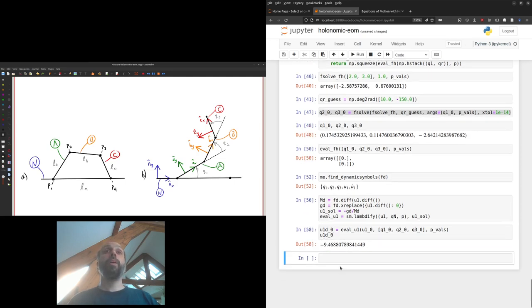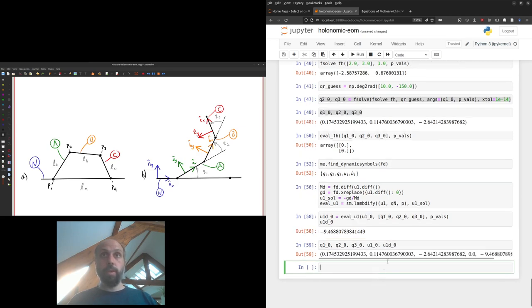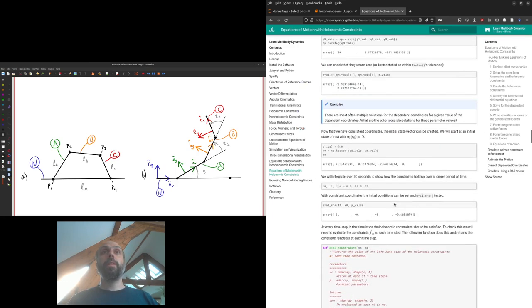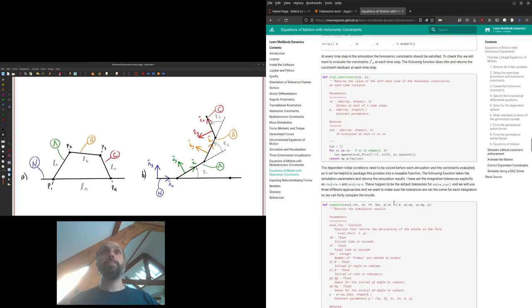All right, so now we have all of the initial values we need. U1 0, and U1 dot 0. So that's our initial values that we're going to need for the DAE solver that we're going to use. Have I missed anything? I think we're set up well.